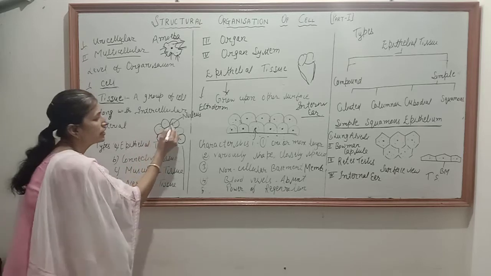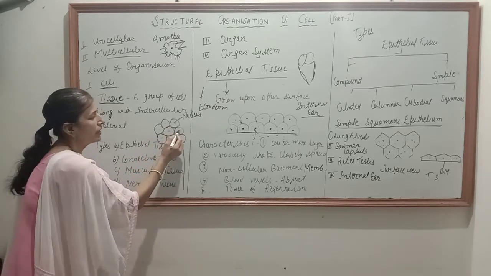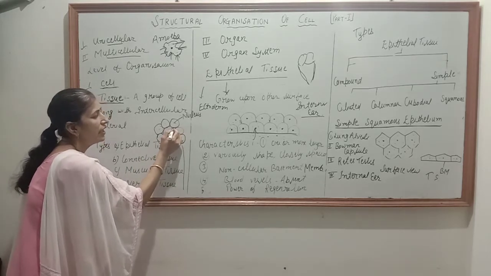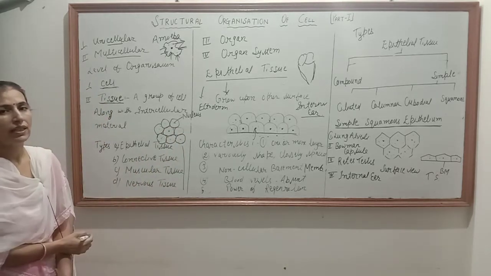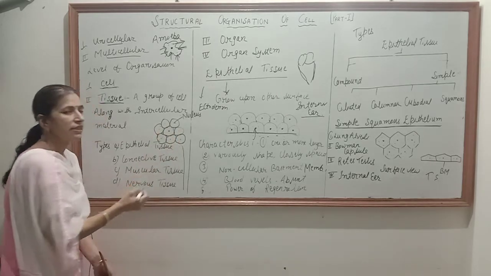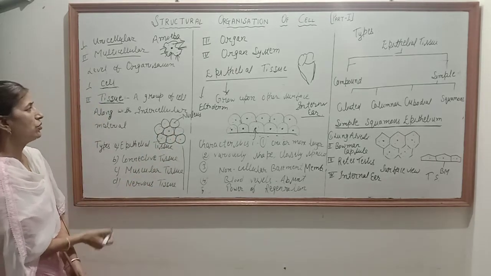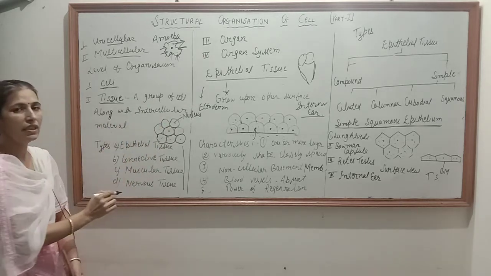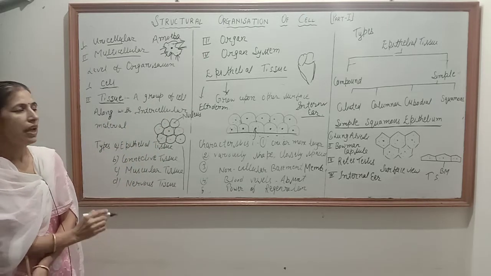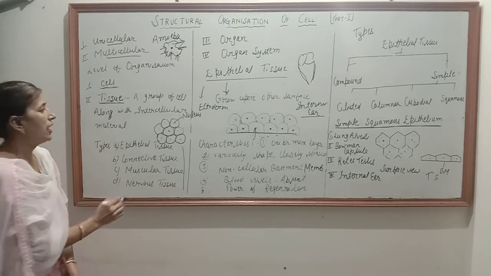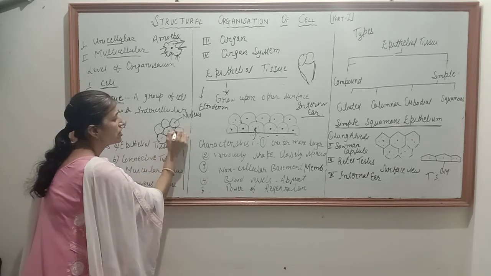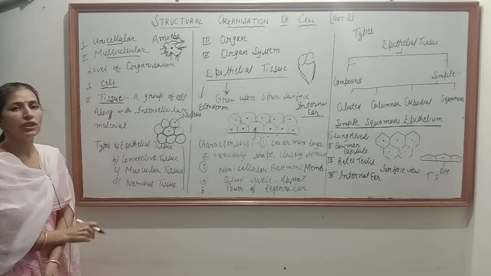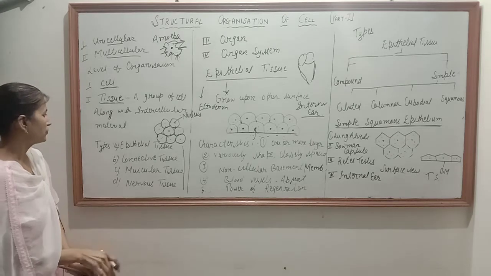If you see here in this diagram, these are the different cells, and between these cells intercellular space is present, and in this space intercellular material is present. So a group of cells along with intercellular material is known as the tissue, and all these cells are connected by junctions which are present between them. Study of the tissue is known as histology.